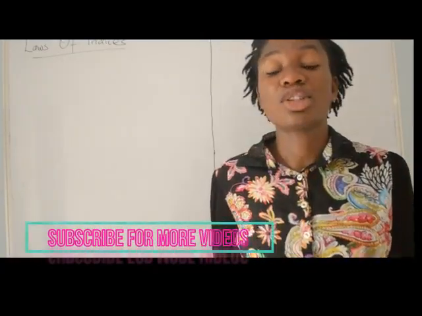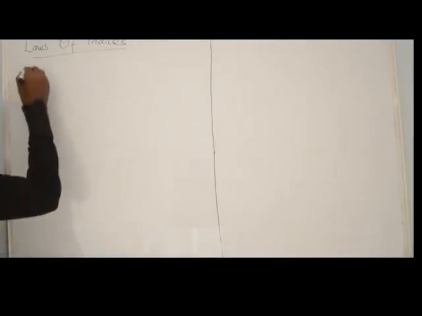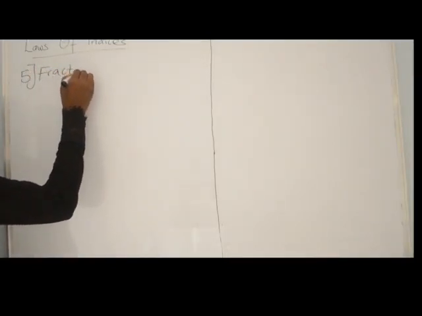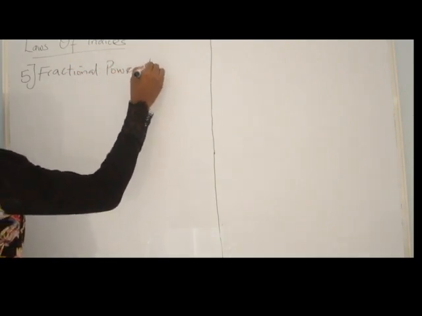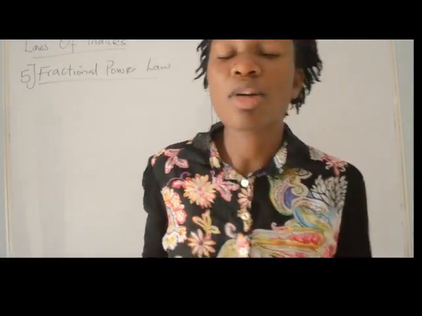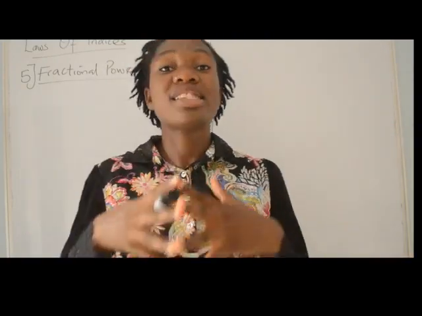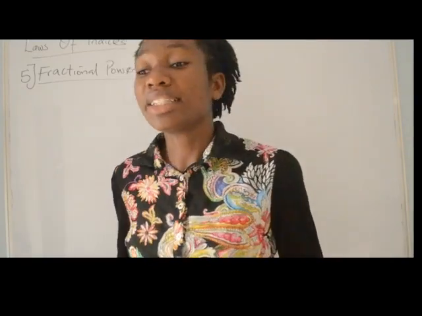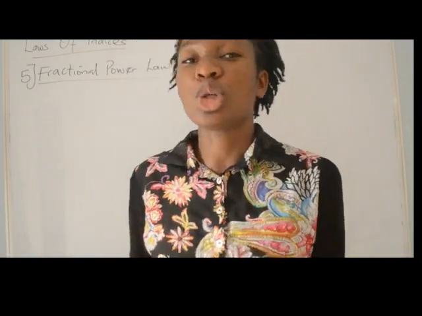Today we're going to be looking at the fractional power law, which is our fifth law. The fractional power law talks of when a number is raised to a fractional power. So we take the numerator of the fraction and make it the power of the number, and then the denominator of the fraction becomes the root of the number, right?